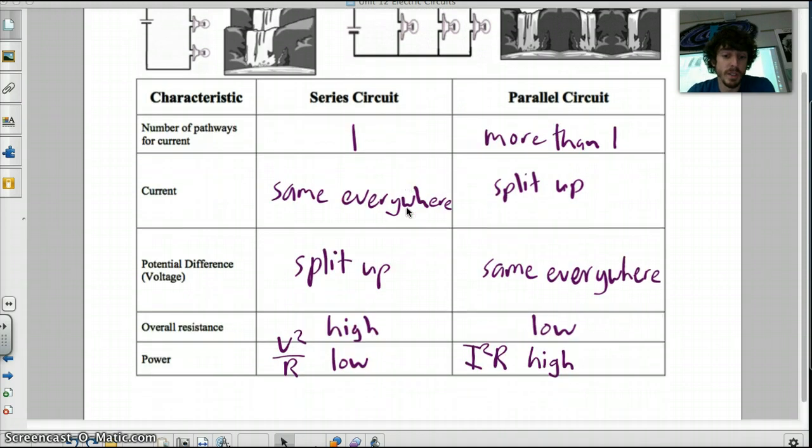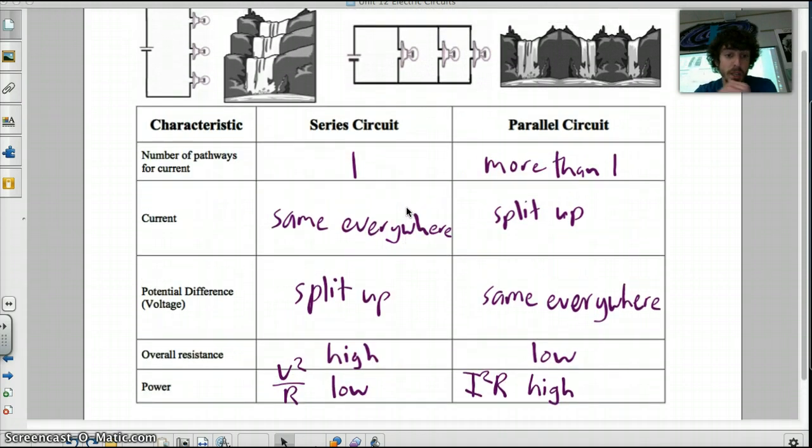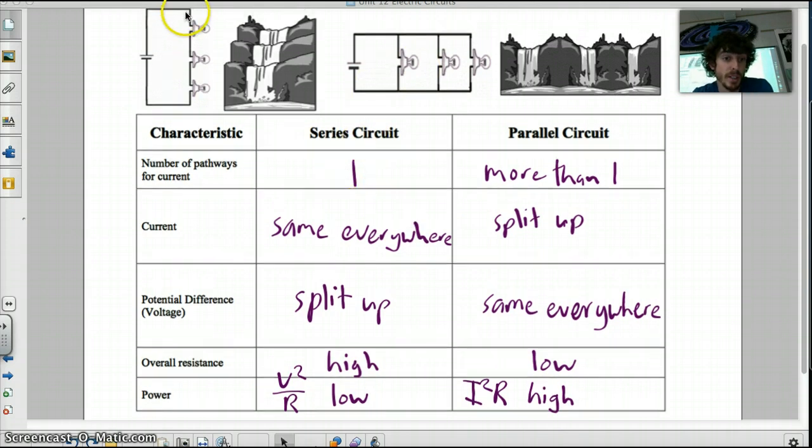So what are our differences? I'm going to try to keep this under 15 minutes, but in a series circuit, the number of pathways for the current to flow is 1. You can see the current has to go through each light bulb in a row. There's no way around it. Whereas in a parallel circuit, there's more than one way for the current to flow. It can pick a path to go down, and the path it takes is going to be determined by the amount of resistance in each of those.